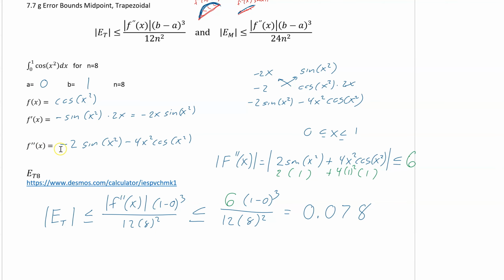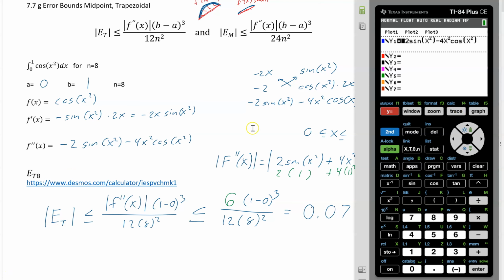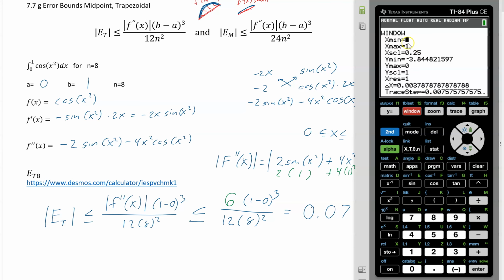Now, there's a much more modern way of doing this. If you think about this second derivative, we can just plug it in the calculator from 0 to 1 and actually calculate and find what is the biggest value. So let's do that instead. If you input that second derivative exactly how it looks, remember we're looking for positive or negatives, it doesn't matter.